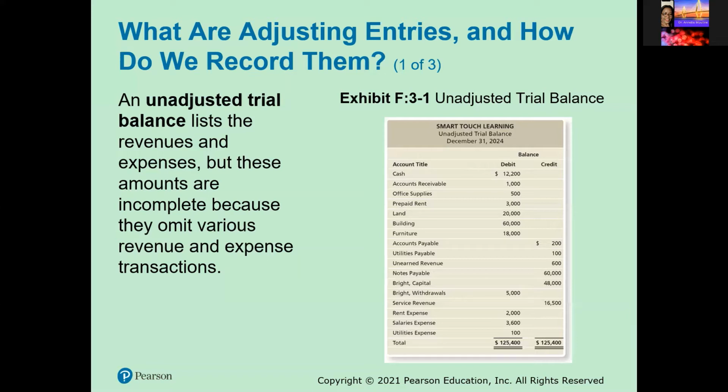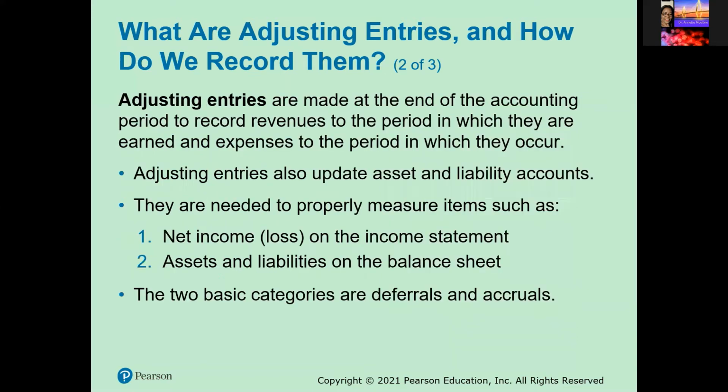So the unadjusted trial balance lists the revenues and expenses, but these amounts are incomplete because they omit various revenue and expense transactions. Adjustments are needed to properly measure several items such as a net income or a net loss on the income statement, or assets and liabilities on the balance sheet.